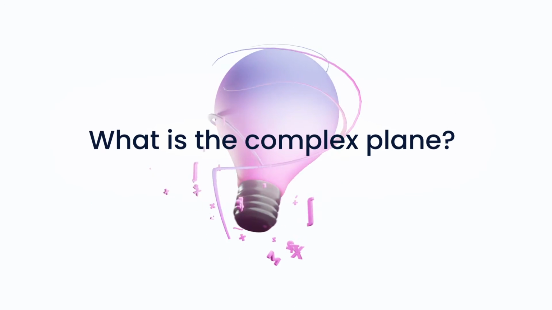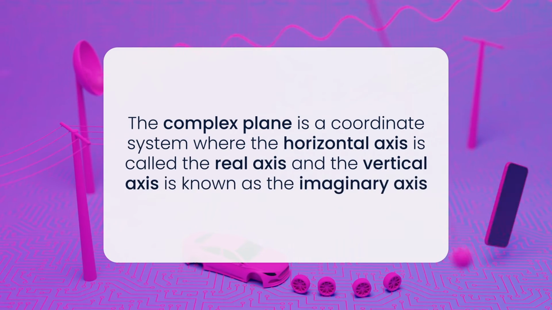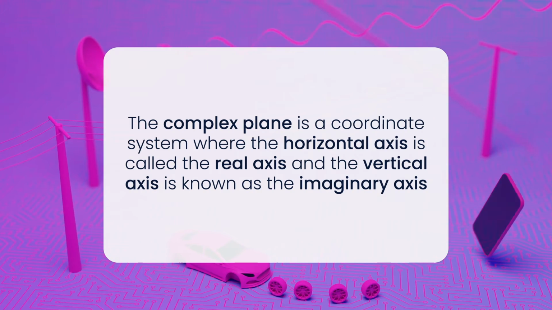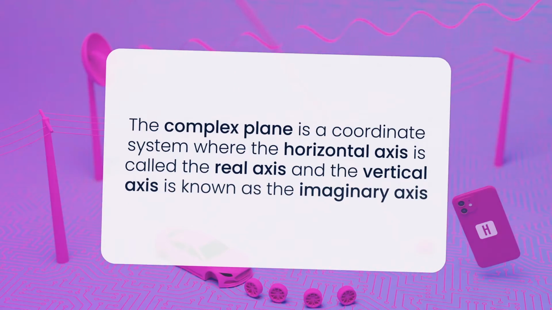What is the complex plane? The complex plane is a coordinate system where the horizontal axis is called the real axis, and the vertical axis is known as the imaginary axis.